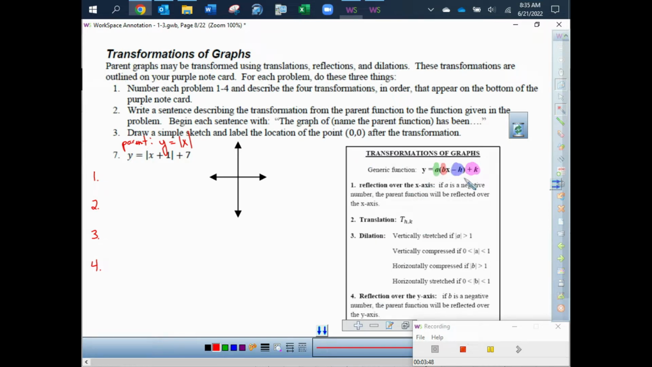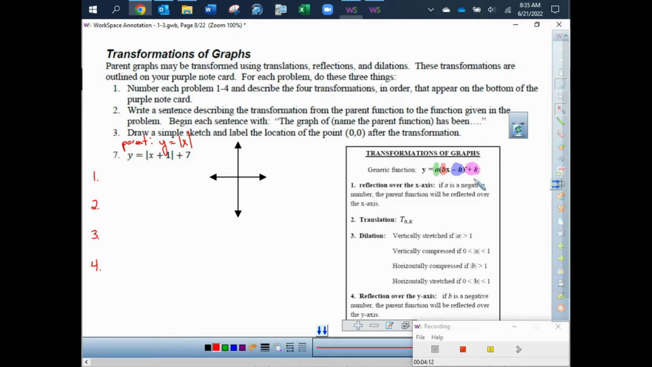I've got on your purple note card this very generic formula that's got some A value, B value, an H value, and a K value right here. And I know that these are parentheses. They're just a grouping symbol. In our particular case right here, the grouping symbol is being represented by the absolute value bar. So this is very, very generic. Although this seems overwhelming, it gets easier and easier and easier with practice.